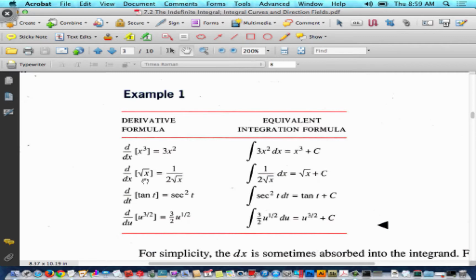We know the derivative of the square root of x is 1 over 2 square roots of x. So the antiderivative of 1 over 2 square roots of x is the square root of x plus c. The derivative with respect to t of tangent t is secant squared t. So the antiderivative of secant squared t is tangent t plus c. The derivative with respect to u of u to the 3 halves is 3 halves u to the 1 half. So the antiderivative of 3 halves u to the 1 half is u to the 3 halves plus c.